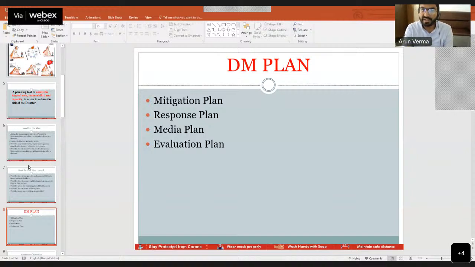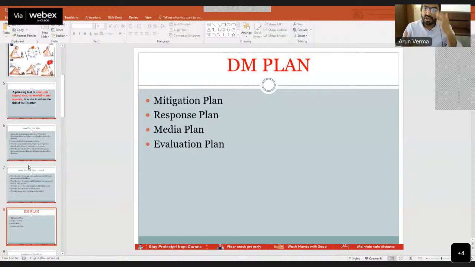A DM plan comprises a mitigation plan, response plan, media plan, and evacuation plan. They are sub-chapters of a disaster management plan. Suppose we are making a disaster management plan for Central University of Bihar, Samastipur. We should have a mitigation plan, and we should have a response plan. If we face any difficulty or calamity on the campus or near it, who will be responsible, who will contact first, and how will we respond to that particular disaster? This will be comprised in the response plan.